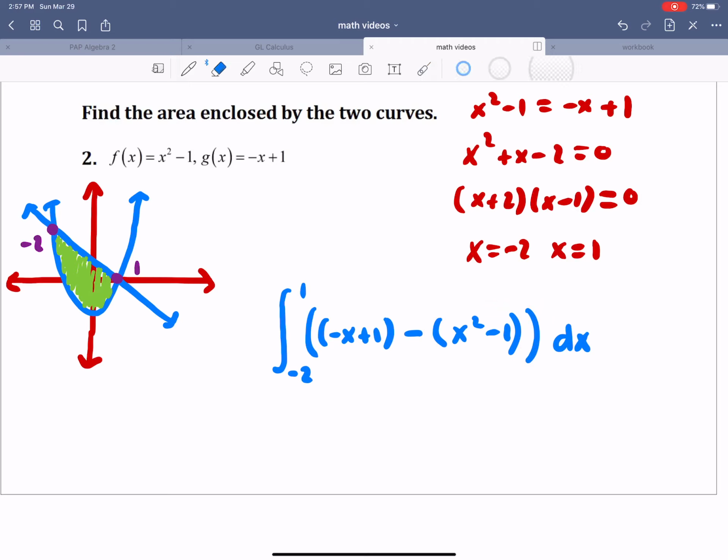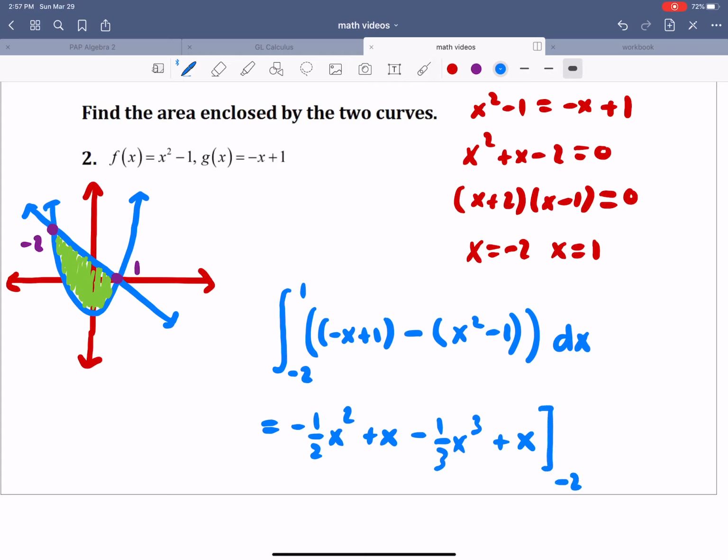So evaluating this integral is pretty easy, okay? We've got negative 1/2 x squared plus x minus 1/3 x cubed plus x. And we're evaluating that from negative 2 to 1. I will let you plug and chug that. You plug 1 in for every x that you see and get a number, and then you plug negative 2 in for every x you see and get a number, and do that subtraction, and you end up getting 9/2 square units. Okay?